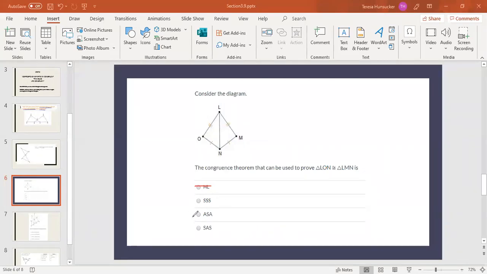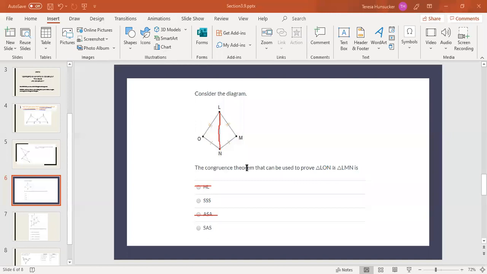We don't have two pairs of angles. We have angle side angle, only one pair of sides. We already have two. So it's either going to be side angle side or side side side. Okay? But if you notice, both triangles share LN. That's another pair of sides.